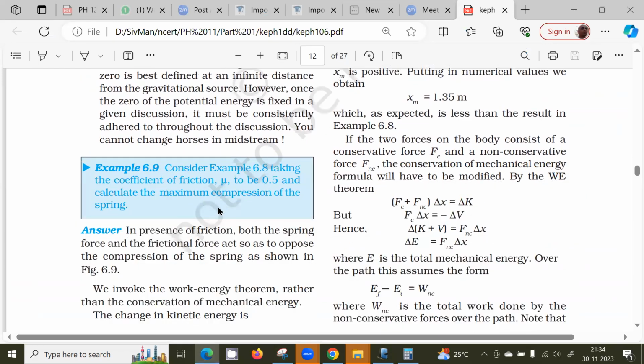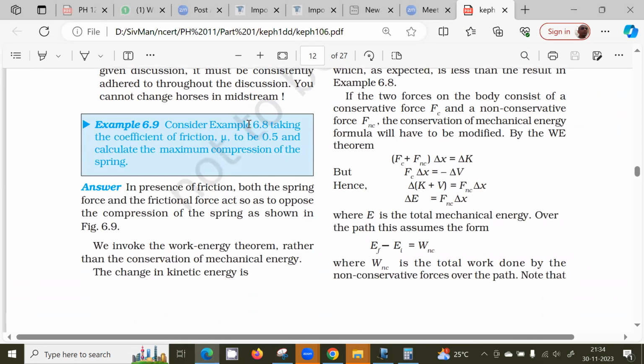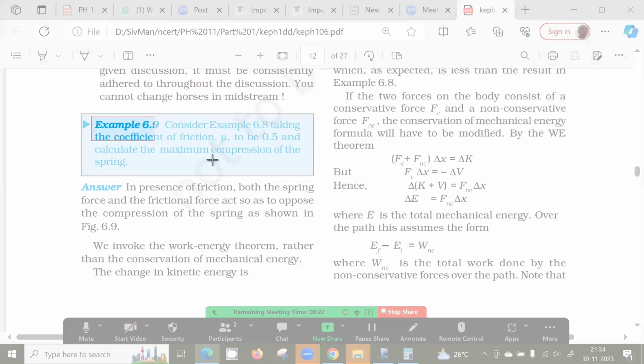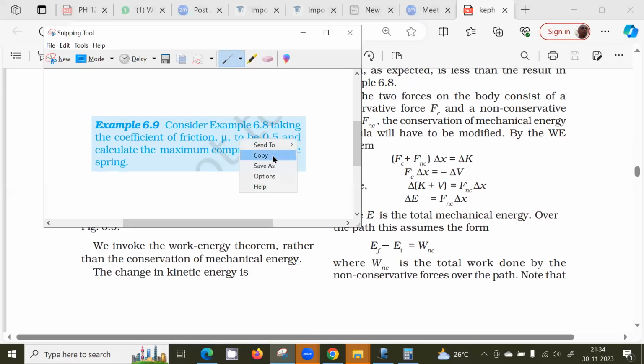Here is a further complicated version of this one. Same example, we're taking the coefficient of friction mu as this one, calculate the maximum compression of the spring. This is actually a good thing because the previous one was just trivial, so now we have added some complication. Consider example 6.8, taking the coefficient of friction mu to be 0.5.